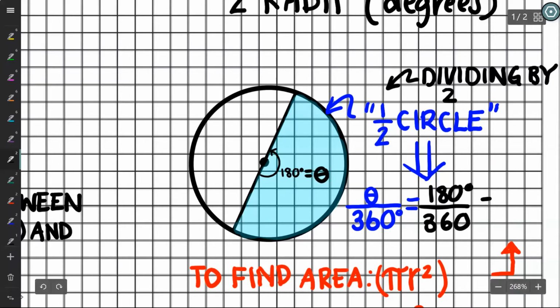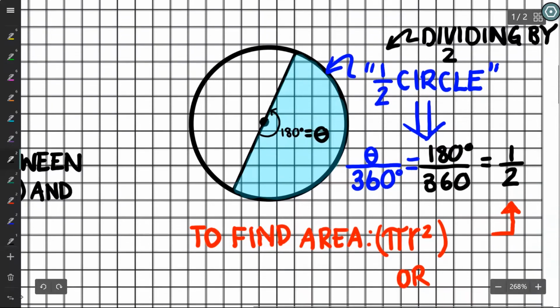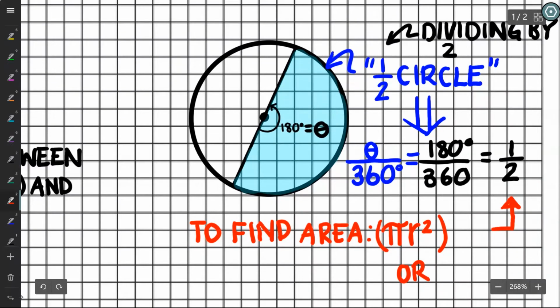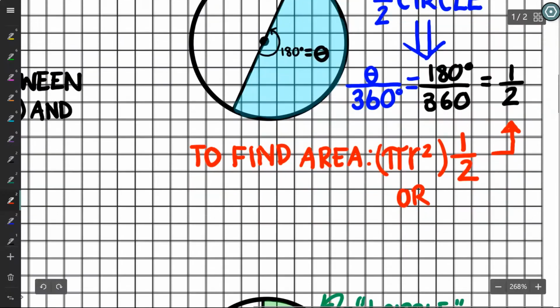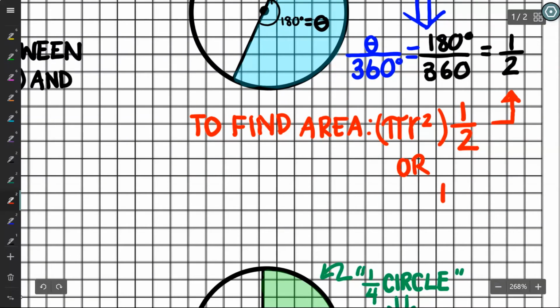So this is going to seem a little repetitive, but we get 1/2 here. With this relationship, we can apply it to find the area of a half circle. So to find the area of a half circle, we're going to take our regular area formula, which is pi r squared, and multiply it by that 1/2 that we got when we found the relationship between our central angle and our entire circle. All right, and we can rewrite this as pi r squared over or divided by 2.